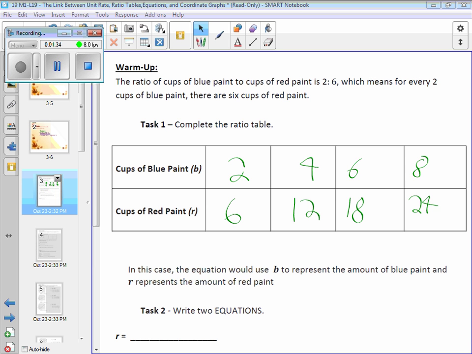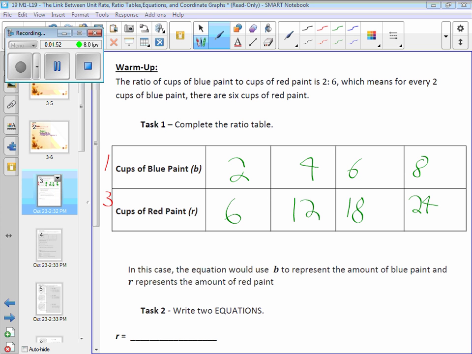Beck, is there a number that goes into both 2 and 6? What? Okay, so she realized 2 goes into both. The value of the ratio table is 1 to 3. Let's put that off to the far left.